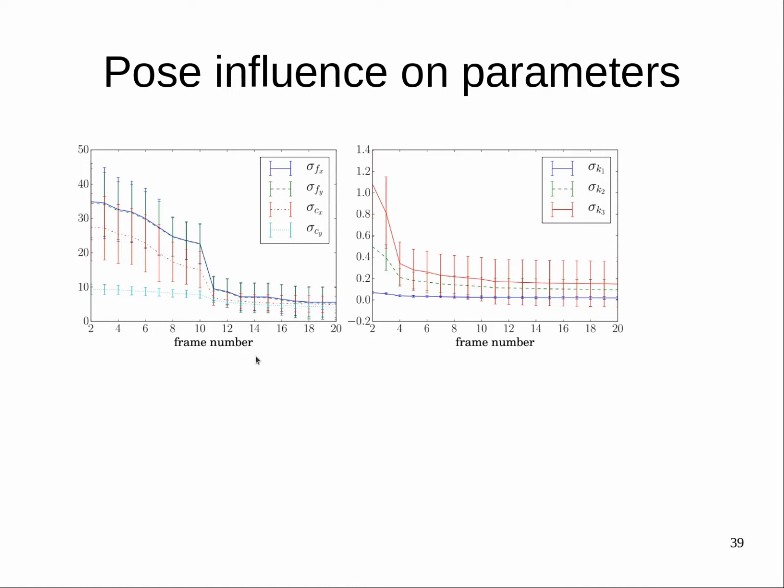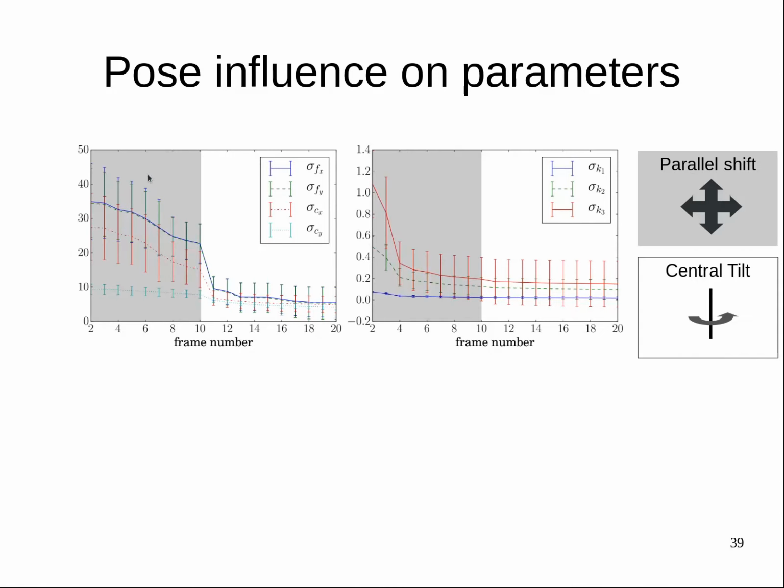Here we captured a specific movement between frames 2 to 10 and then from frame 10 on. The specific movement looked like this. What was happening in the gray area here is that we did a parallel shift of the board. So the calibration pattern was parallel to the image plane, and we were just moving it up and down and left and right in the image. And as discussed before, this is a bad situation to estimate the focal length, and therefore the covariance stayed high.